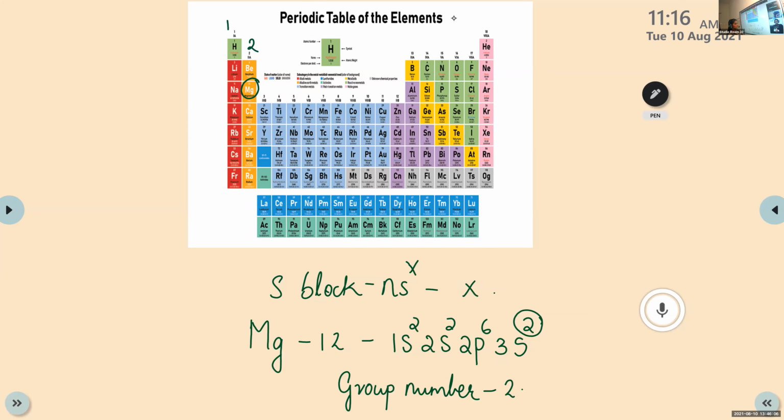So we can find out the group number for S block elements using this equation: X, where X means the total number of electrons in the last S subshell. That's it. Is this clear? Okay, then we can move to P block elements. Have you completed this one?